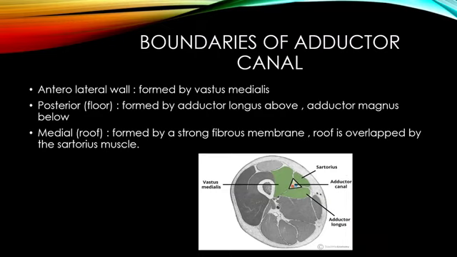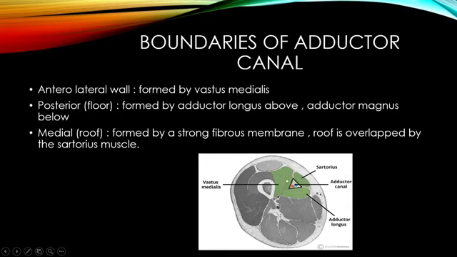The anterolateral wall of the adductor canal is formed by the vastus medialis. As we can see here, we have a triangular space. Why is it shown as a triangular space? Because the cross section, the transverse section of the adductor canal, is triangular, and the anterolateral wall of the adductor canal is formed by the vastus medialis muscle.